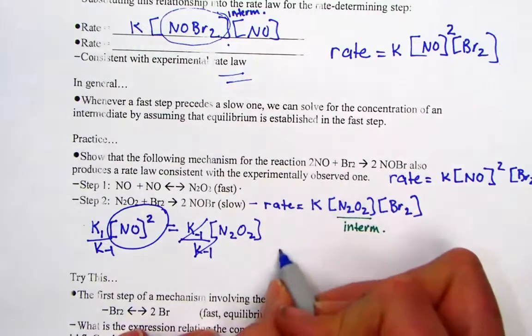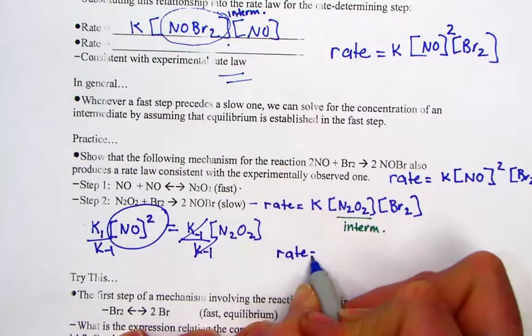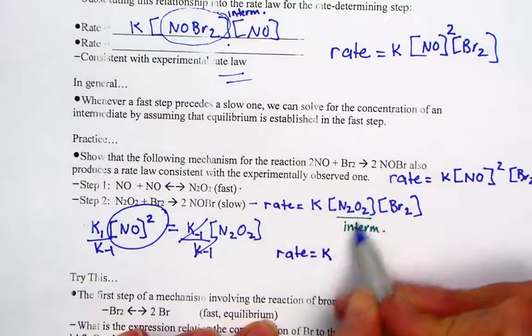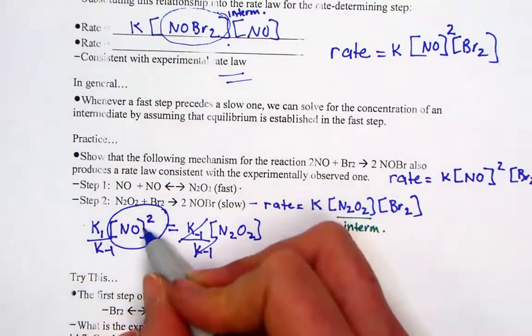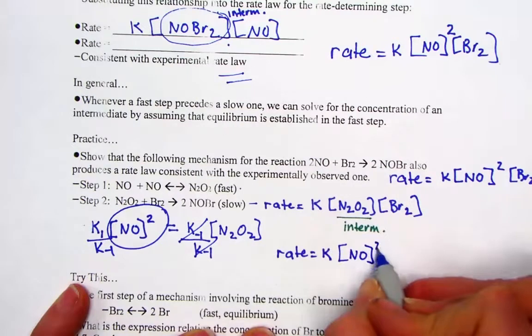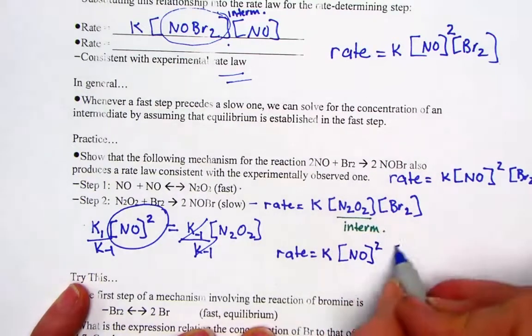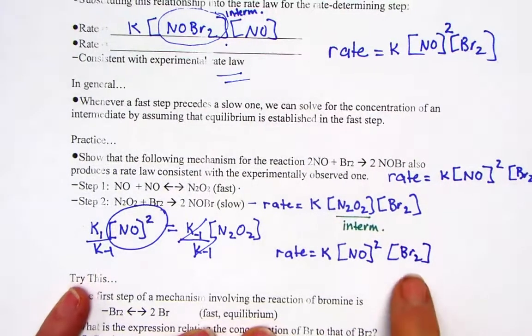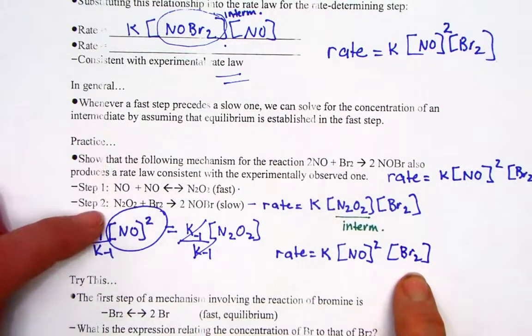So let's just rewrite what we figured out. Rate is equal to K, and now instead of writing N2O2, let's sub in the equivalent amount of the initial reactants, NO to the second order, and we still have that Br2 from the slow step, which is all right to have there because it is in the observed rate law.